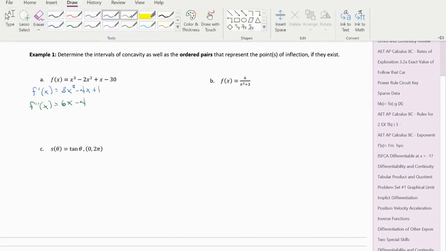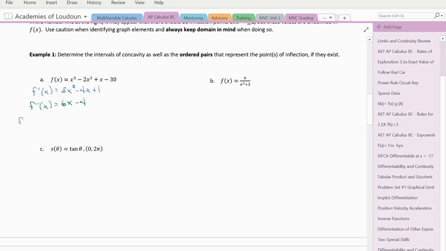And then just as we did with the first derivative, we're going to set f double prime of x equal to 0, or f double prime of x undefined. So we can quickly see that this function is never undefined. So to set the second derivative equal to 0, we set 6x minus 4 equal to 0, which gives us a critical value of x equals 2/3.